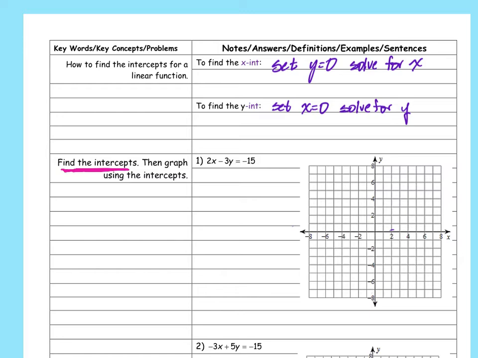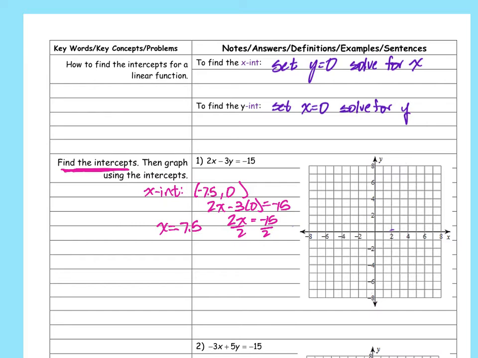So I'm going to find the x-intercept first. The x-intercept says I have some number and then 0, so y equals 0. In my equation, wherever there's a y, I'm going to put 0. So I have 2x minus 3 times 0 equals negative 15, which gives me 2x equals negative 15. Divide by 2. So x equals negative 7.5.